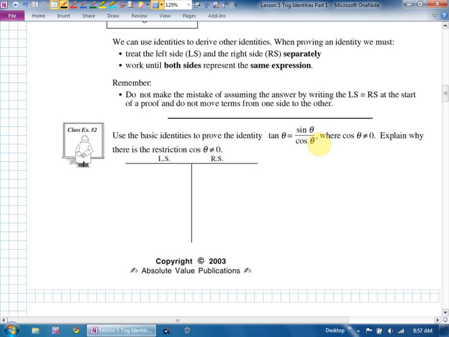So sine is what over what? Y over r. Cosine is what over what, Miguel? Or is that Tyler? X over r. How do I divide by a fraction? So this is the same as y over r divided by x over r. Sorry, y over r times r over x, Mr. Dueck.